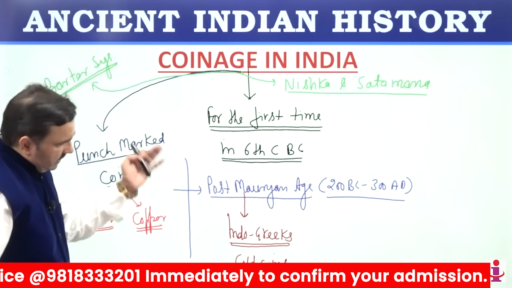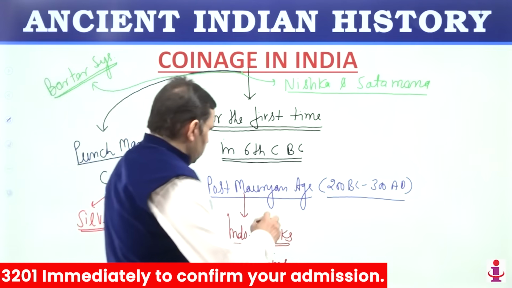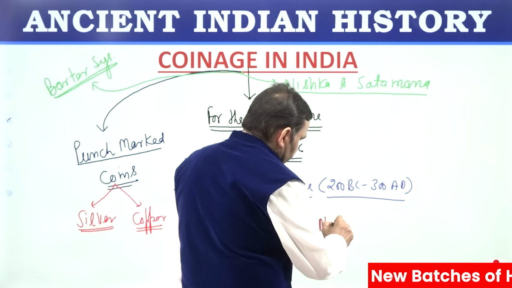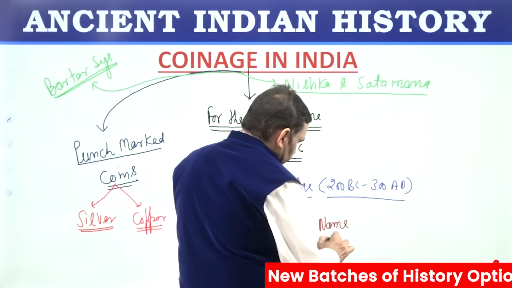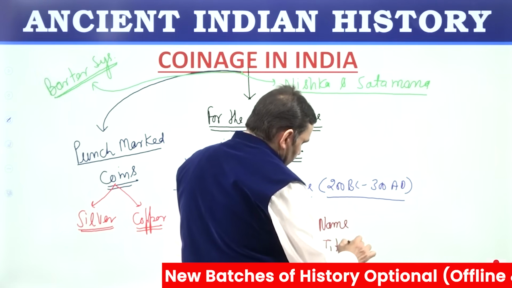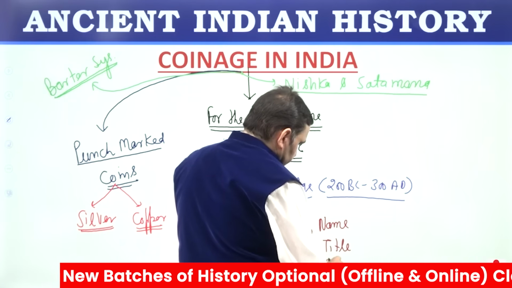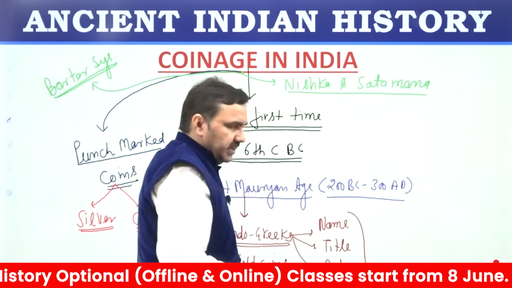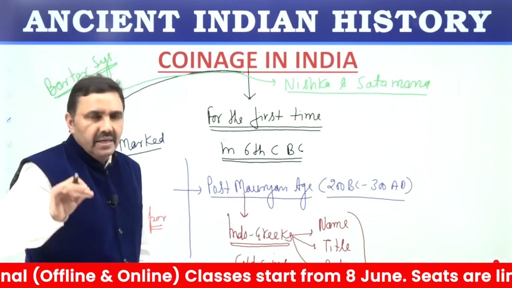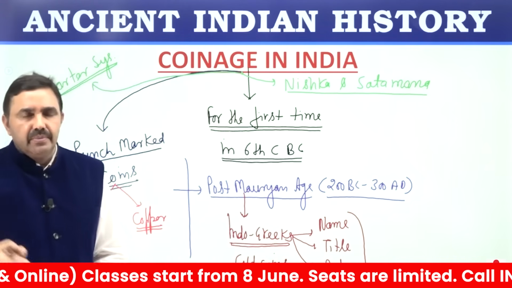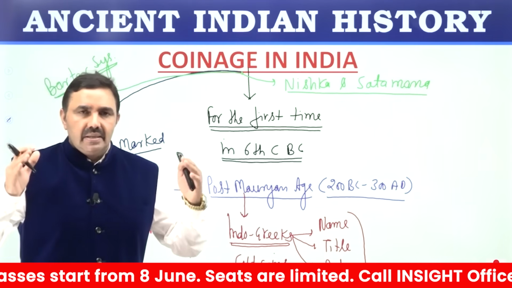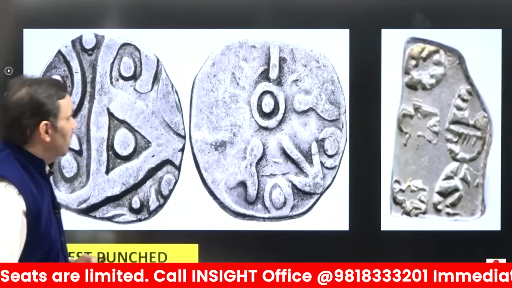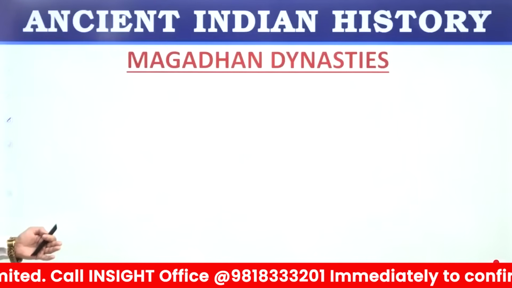So this development continued. Initially these were punched. Indo-Greeks started the practice of putting the name of the king, title of the king, date, etc. So here the coins were no longer punch-marked coins, they were bearing different details, and that is why these coins are a very important source to understand the ancient history or the early Indian history.